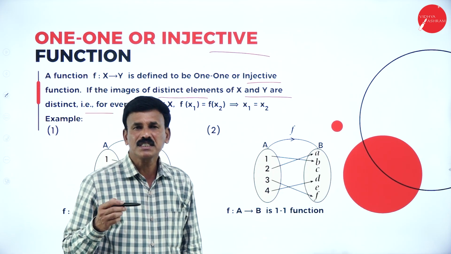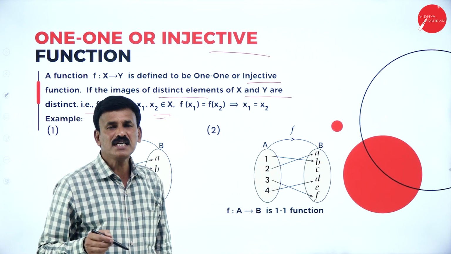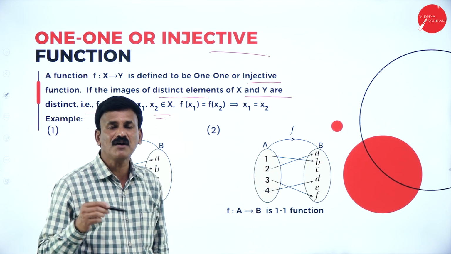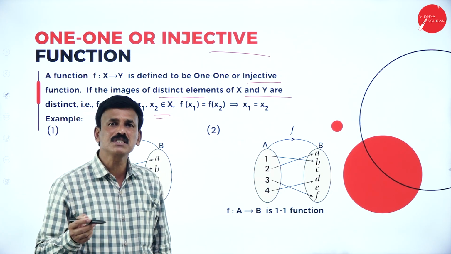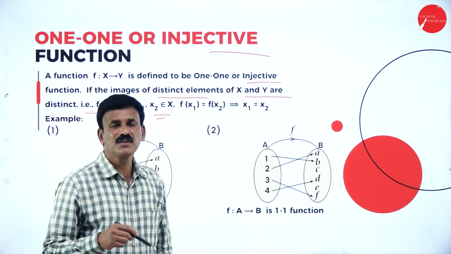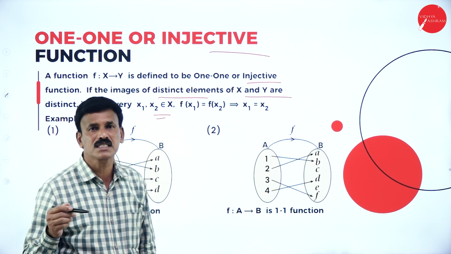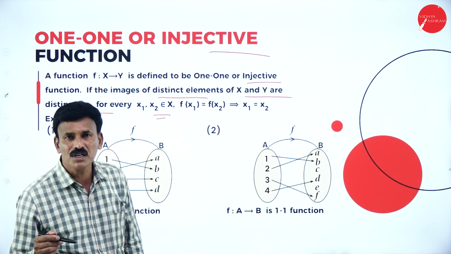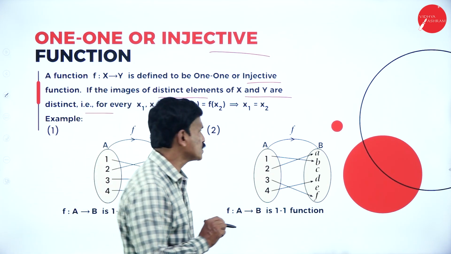So a function f from X to Y is said to be a one-one function if different elements of the set X will have different images in the set Y. F from A to B is said to be a one-one function if different elements of the set A will have different images in the set B, then it is called a one-one function. There is a unique association, a one-to-one association.